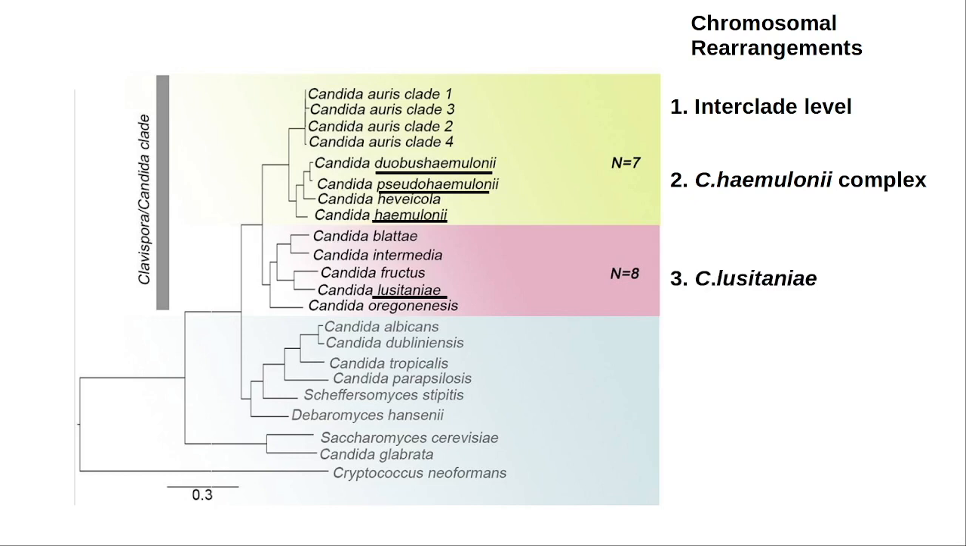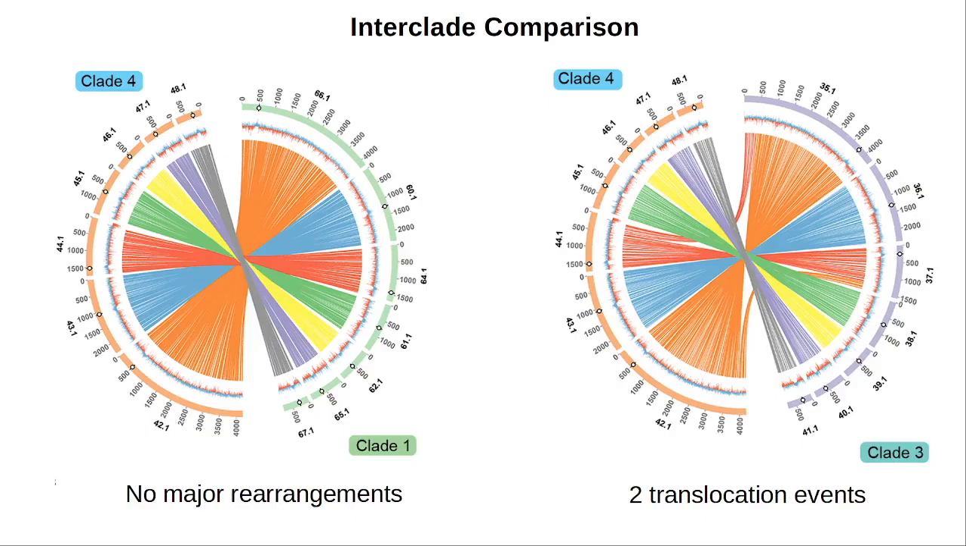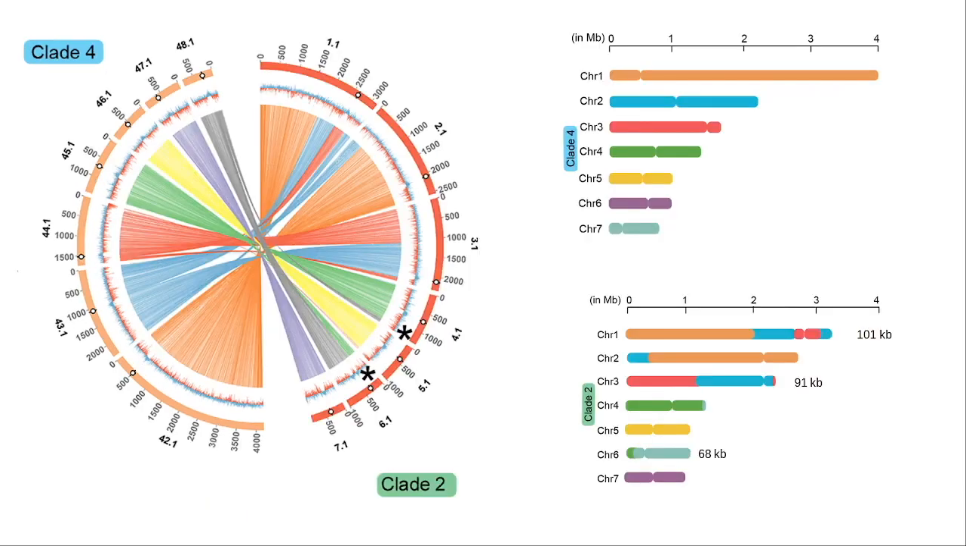For all these comparisons, representative images using clade 4 ISMB as the reference are shown. For the first case, genomic comparisons were performed using the publicly available chromosome-level assemblies of Candida auris to study the involvement of centromeres in clade-specific rearrangements. For the comparison between clade 4 and clade 1, no major rearrangements were observed. For clade 4, clade 3 comparison, 2 translocation events were identified. In clade 4, clade 2 comparison, 5 out of 7 chromosomes had undergone major chromosomal rearrangements, of which 3 were observed to be in the vicinity of the centromeres.